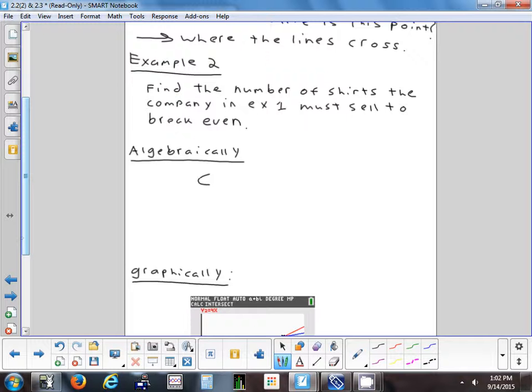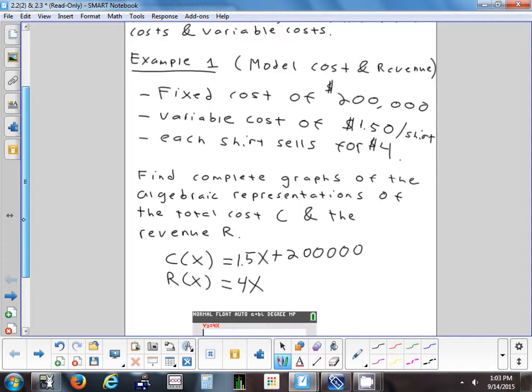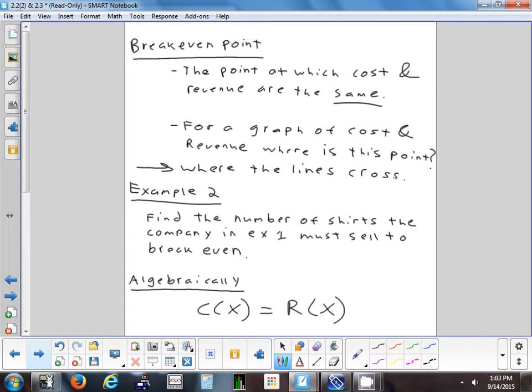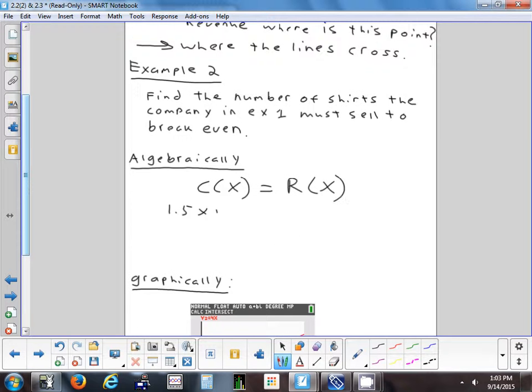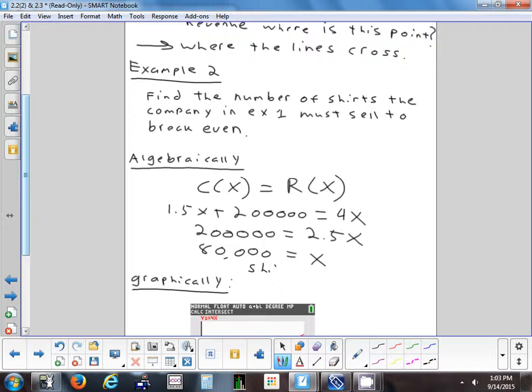So to do it algebraically, take your cost, set it equal to your revenue. Your cost was 1.5x plus 200,000. And your revenue was, I think, 4x. Now as we solve this, we're going to get the 2.5x that Graham mentioned earlier. Subtract 1.5x, and if you divide each side by 2.5, you get x equals 80,000 shirts.